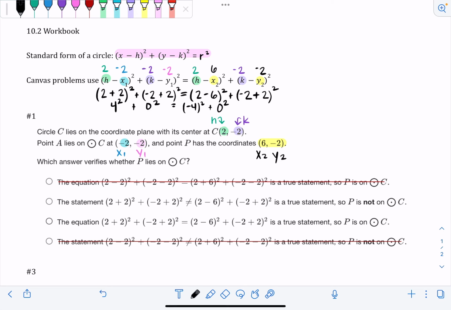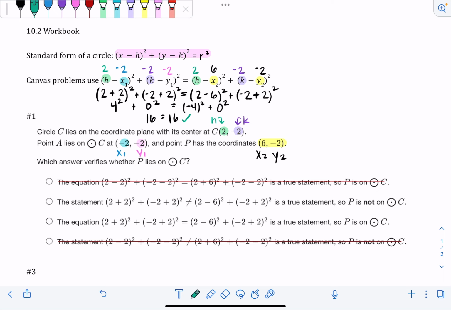So 0 squared, those are just zeros that'll make a difference, so I just need to square the 4 and the -4. So 4 squared is 16. -4 squared is also 16. So since we got the same number on each side, it made the equation true. So that means that point P is on circle C.